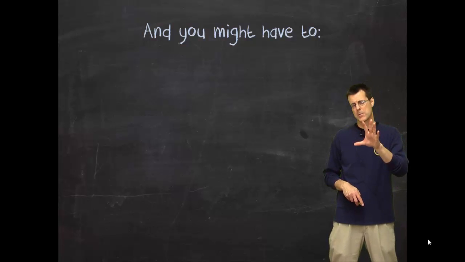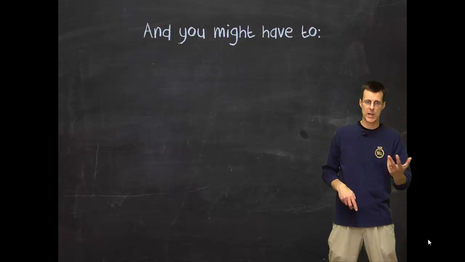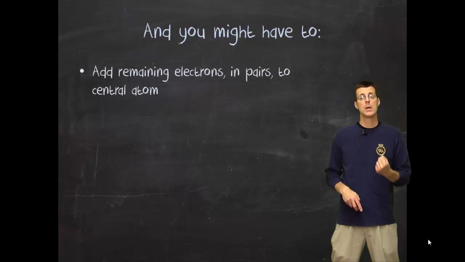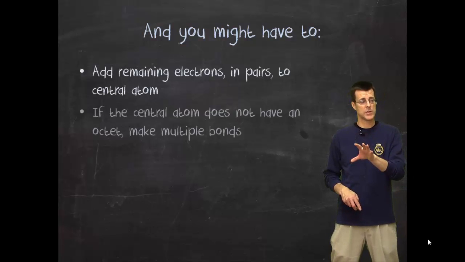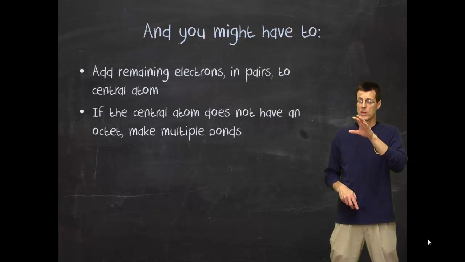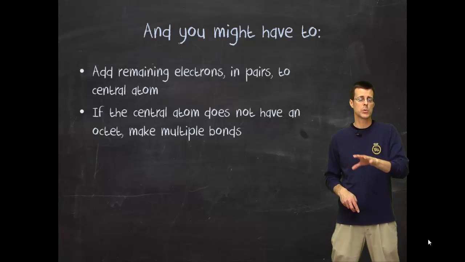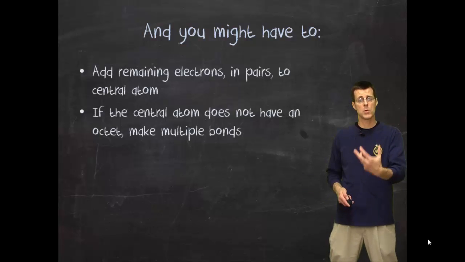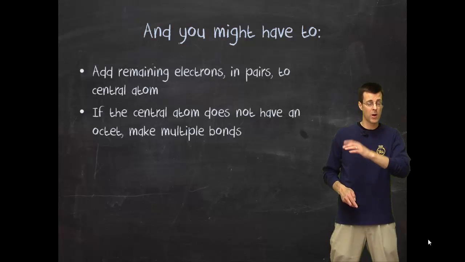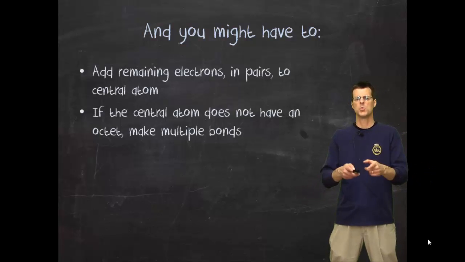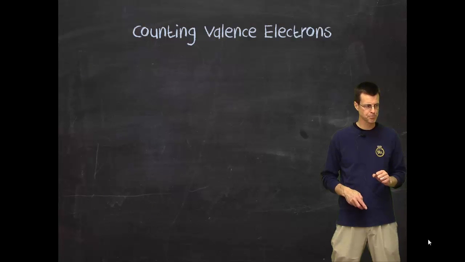Now that takes us up to 5. Step 6 is a might-have-to-do-it. You might have to add remaining electrons, if you have any left over, to that central atom. And then, take a look at your central atom, you might have to make multiple bonds. Now, the key mistake that most people make at this point, doing these Lewis diagrams, is that they put in more multiple bonds than they need to. So always leave that to the end and only do it if you have to. How do you know? We'll do some examples in a couple of minutes.